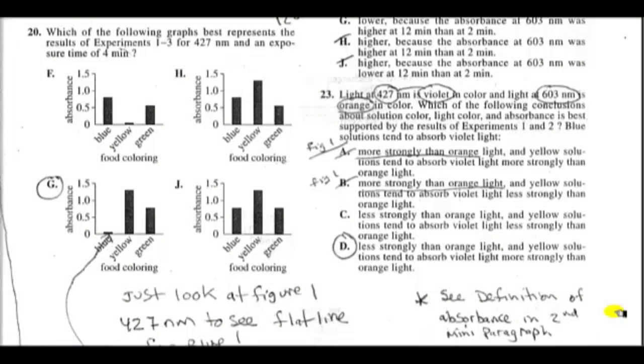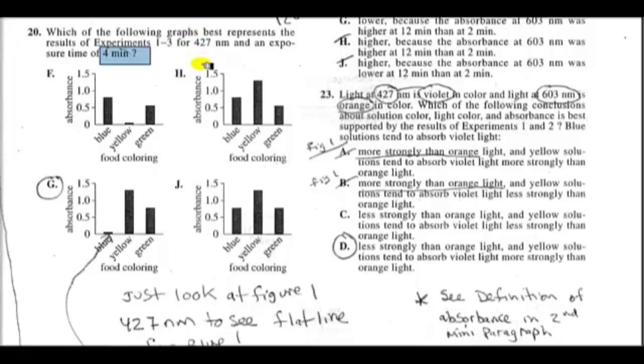Test 69A, Science Practice Problem number 20. Number 20 says, which of the following graphs best represents the results of experiments 1 through 3 for 427 nanometers and an exposure time of 4 minutes? First things first, this sounds like a lot of information because we have to look at all 3 of the experiments for 4 minutes and 427 nanometers.